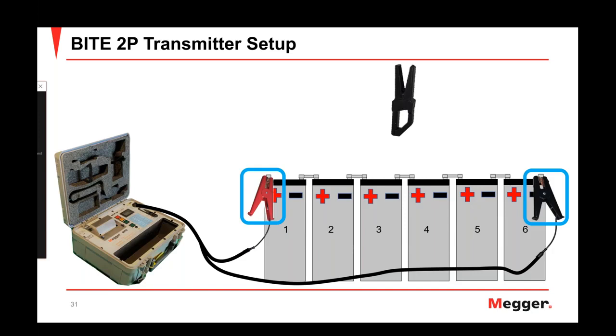So after we've set that up, we can apply the CT around one of the inner cell battery straps of the string. So in this case, we're going to connect it around the strap between cells 3 and 4. Now, it's important to mention that whenever we're doing our impedance test, whenever it comes time to take the strap resistance on that strap, we need to move that CT to a different strap in the string while we're taking that measurement.